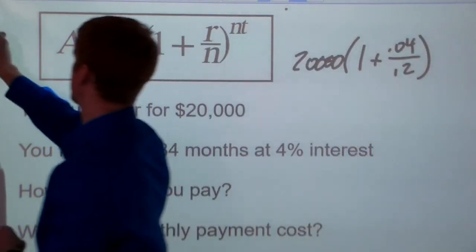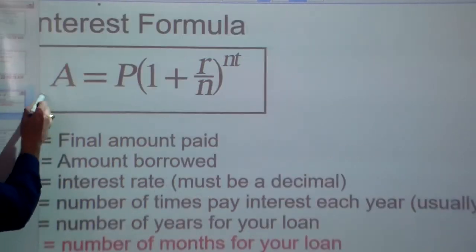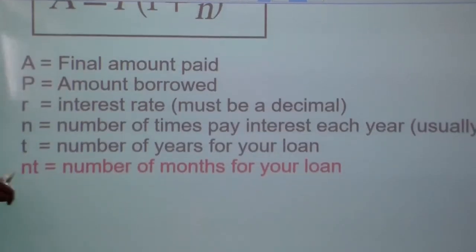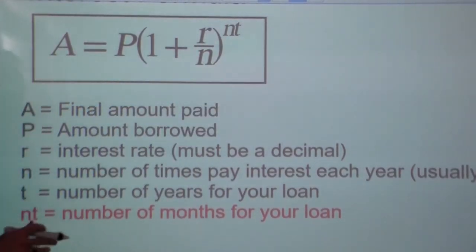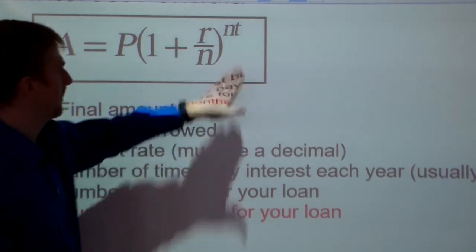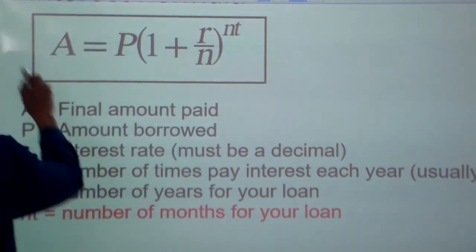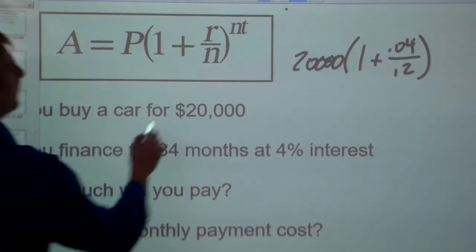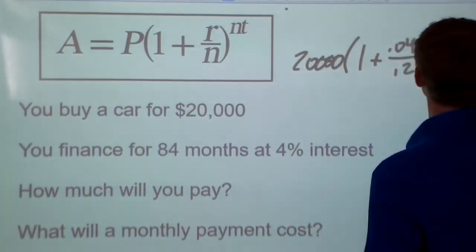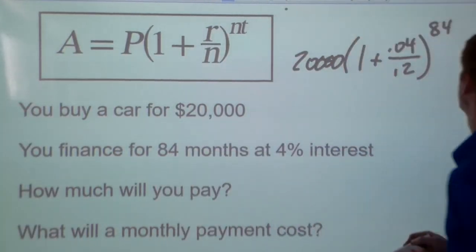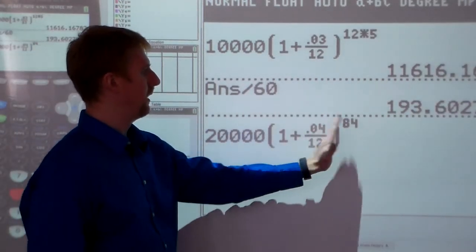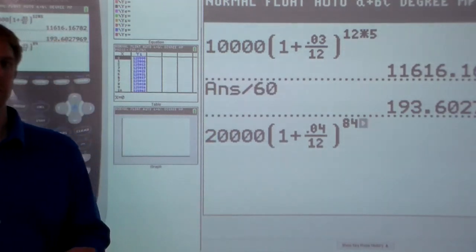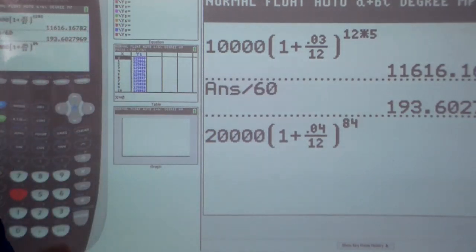So let me flash back for just a second. Because if you get the number of months, that NT part up there, you can just substitute that for the number of months. So since I was given 84 months, I can just take this NT out and put 84 there. And that's what I'm going to do. So I'm going to put an 84 up here, since it was 84 months. Okay, so I got everything in the calculator, 20,000, 1 plus 0.04 divided by 12, and I just went straight to 84 there, since we know that's how many months we're going to finance this car for.